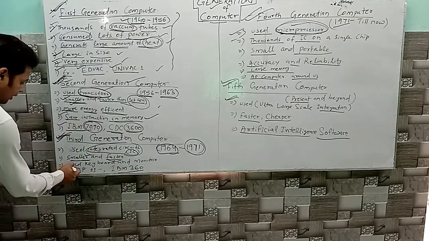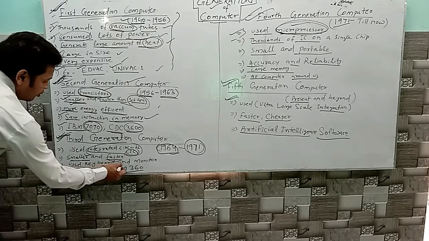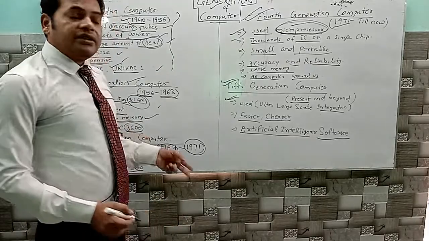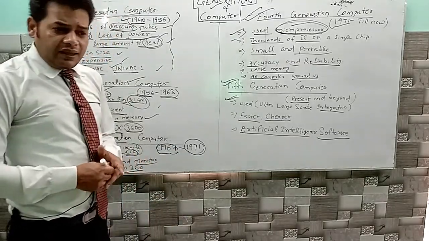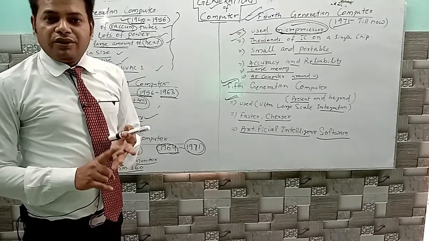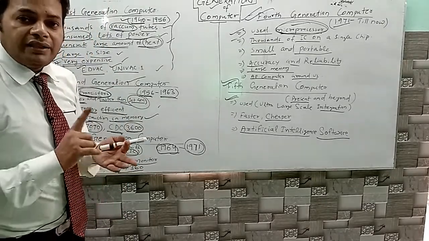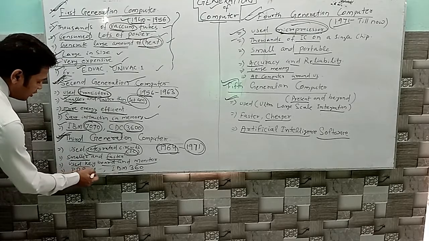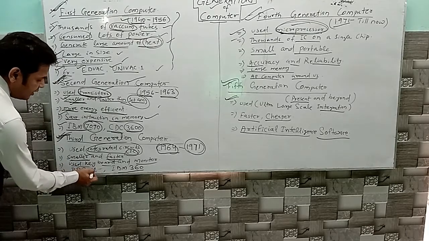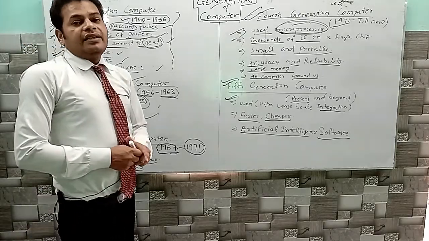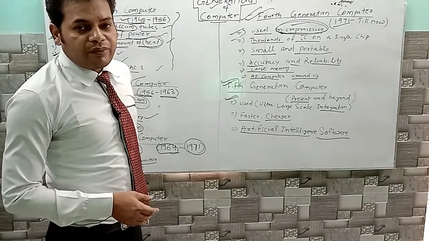It used a keyboard and monitor. In this third generation of computer, it had the monitor and the keyboard. Examples of this computer were PDP-11 and IBM 360. These were the third generation of computer.